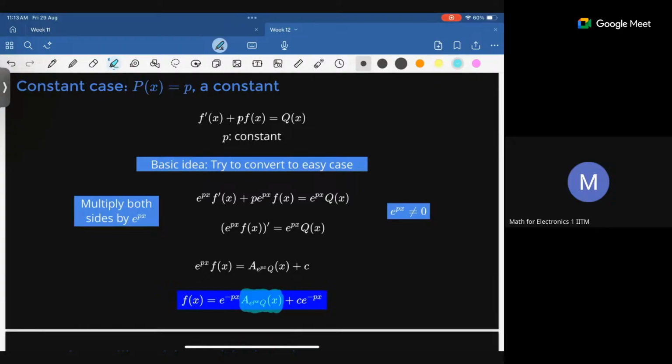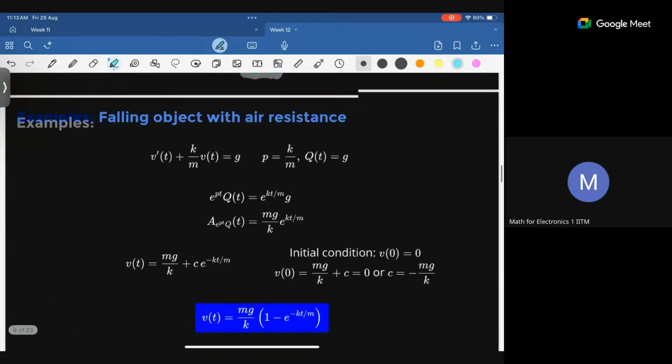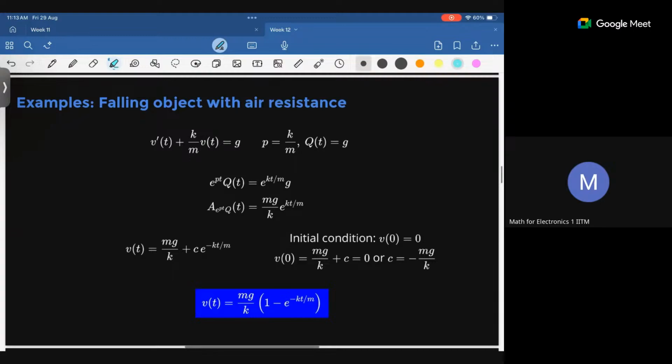So you don't have to multiply this e power px or do all these things. Given the first order differential equation to you, identify the p. Once you identify the p, you take this q of x and e power px, compute its antiderivative. Once you have the antiderivative, bring that, substitute in this expression. You will get to the solution. Okay, so simply falling object case, p is k by m, right? So if p is k by m, q of x is g.